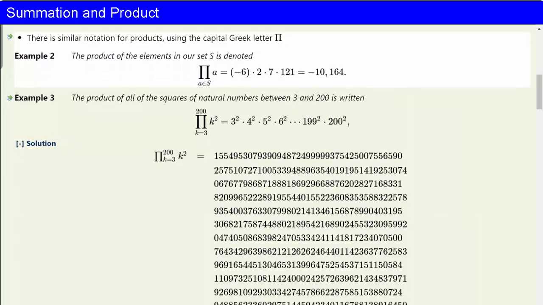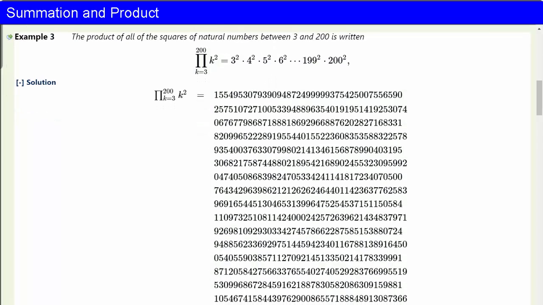We have a similar notation for products using the capital Greek letter pi to stand for the command "take the product." For example, the product of the elements in our set S above is written as the product of A over S, which is minus 6 times 2 times 7 times 121, and that works out to be minus 10,164.